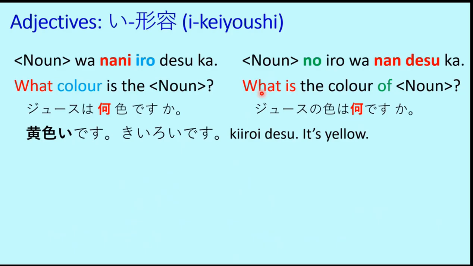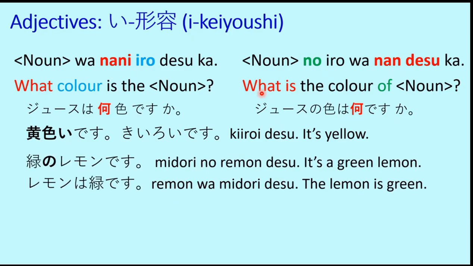Kiroi desu. It's yellow. So most likely it is a mango juice or pineapple juice. So it's yellow in color. Kiroi desu. Midori no lemon desu. It's a green lemon. Midori no lemon, as we just saw, for murasaki and midori we have to use the no particle to connect it with the noun, the thing or the object. Midori no lemon desu. It's a green lemon. And also we can say lemon wa midori desu. That is, the lemon is green. So again, two different ways of calling it out. Midori no lemon, lemon wa midori desu.